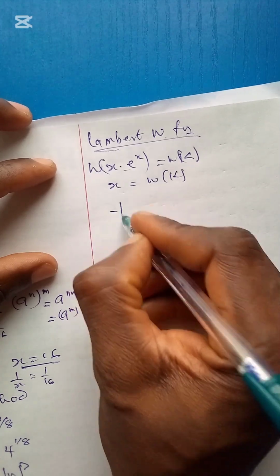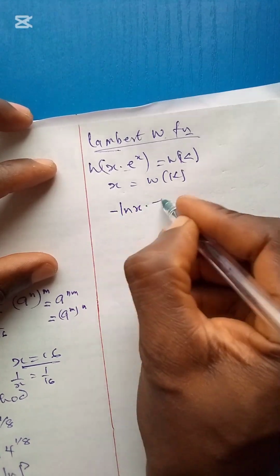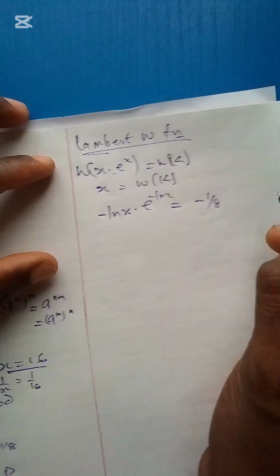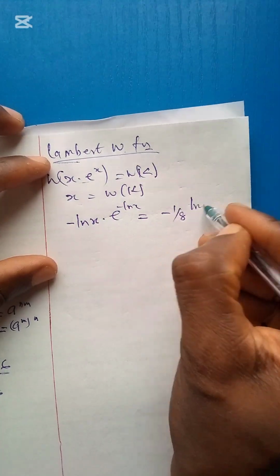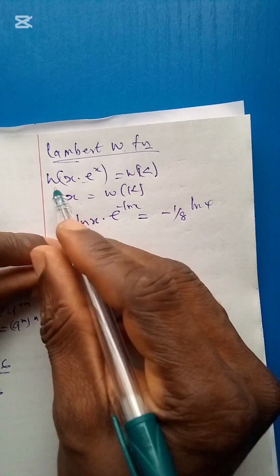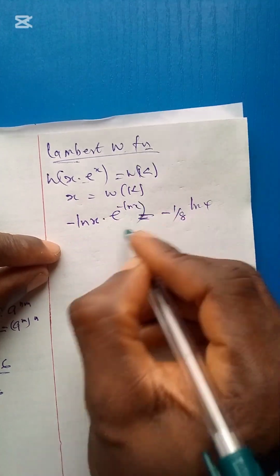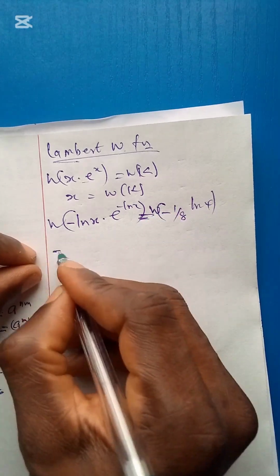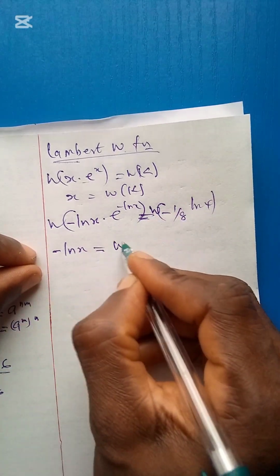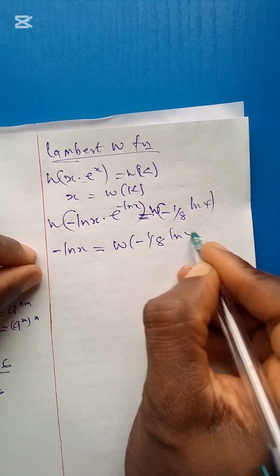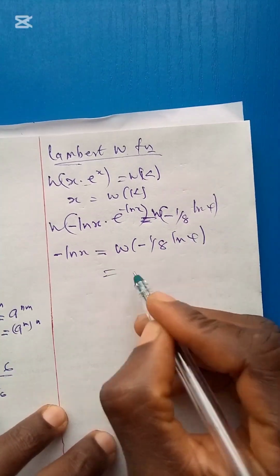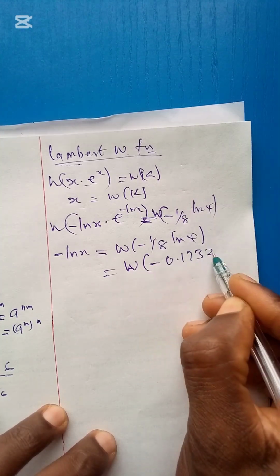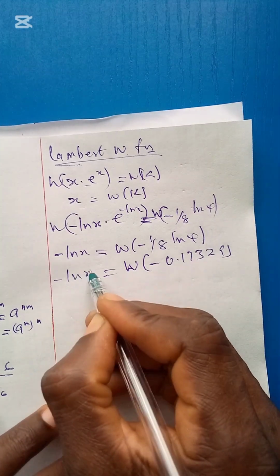Remember, we have minus ln x times e to power minus ln x equals minus 1 over 8 times ln 4. So it's exactly in this form. I can now successfully take the W of both sides. Here will now give me minus ln x equals W of minus 1 over 8 ln 4. The value of this is minus 0.17329, that is minus ln x.